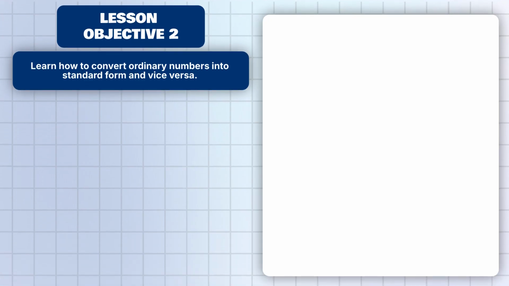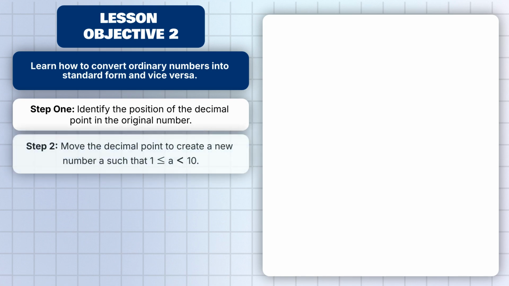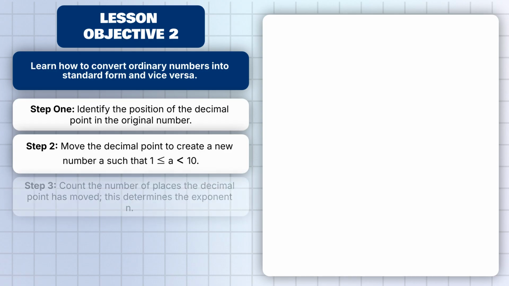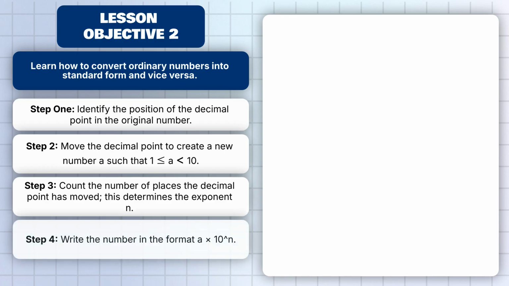Now let's go through how we convert numbers to standard form. Here's the step-by-step process. Step 1. Identify the position of the decimal point in the original number. Step 2. Move the decimal point to create a new number, such that a is bigger than or equal to 1 and smaller than 10. Step 3. Count the number of places the decimal point has moved. This determines the exponent n. Step 4. Write the number in the format a times 10 to the power n.